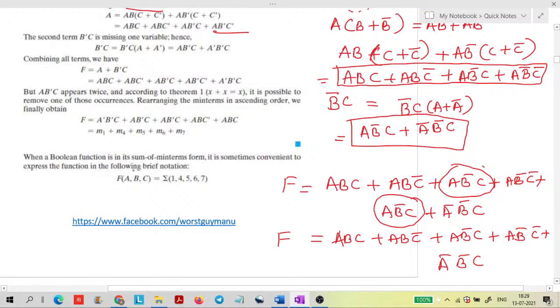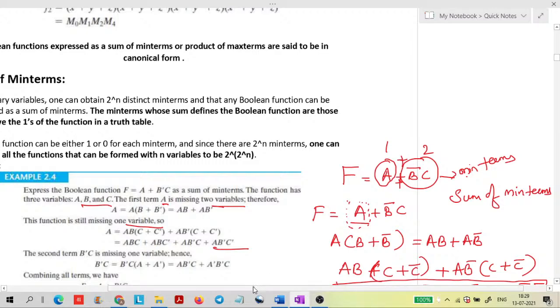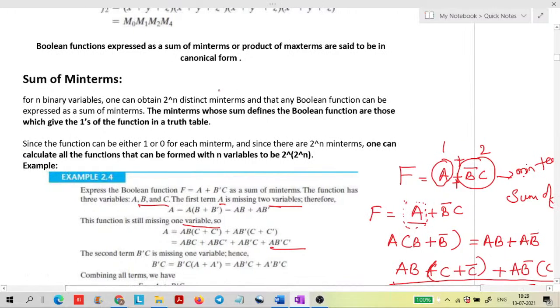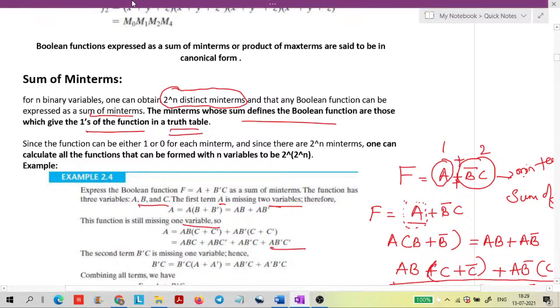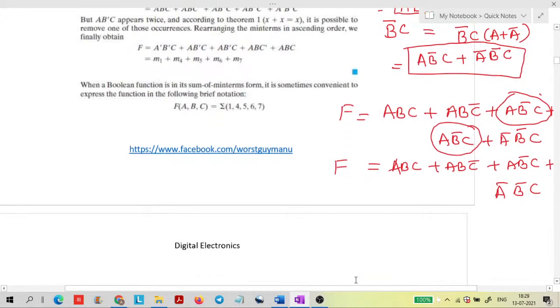So yeah, Boolean sum of minterms. For n binary variables, one can obtain 2 raised to n distinct minterms, and a Boolean function can be expressed as a sum of minterms. The minterms whose sum defines the Boolean function are those which give ones in the function in a truth table. Sum of minterms means those that give the one. For example here.